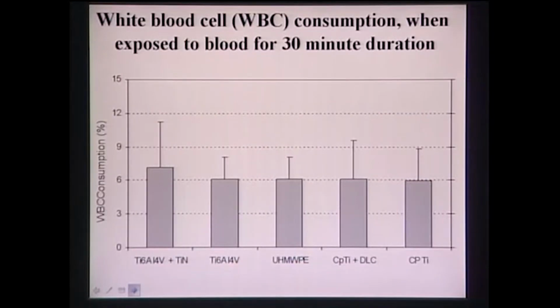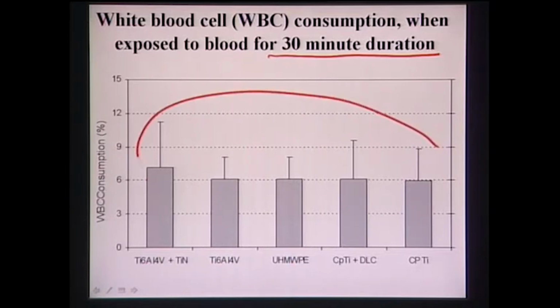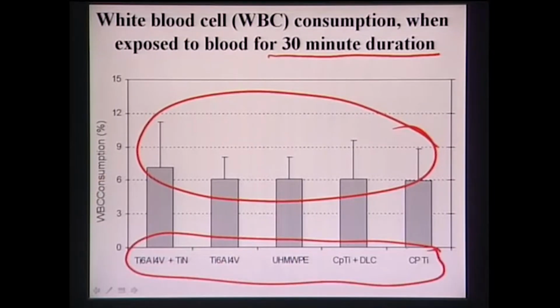Now, this is the WBC consumption, that is the white blood cells. So, after exposure to blood for 30 minutes, you can count how many WBCs or white blood cells are present on these blood contacting devices. Again, what you see is that all these error bars overlap with each other. That means, as far as the WBC consumption is concerned, there is no statistically significantly different result that you can obtain among this particular group of materials for this particular combination of test parameters.